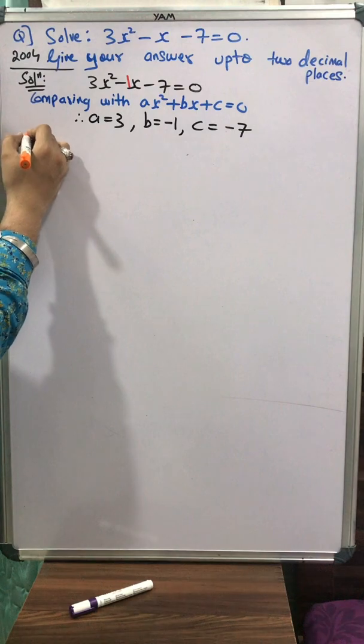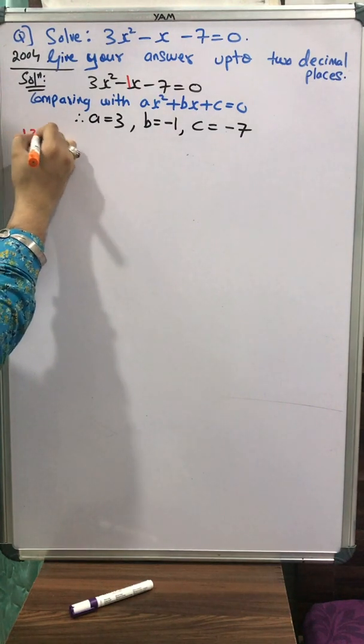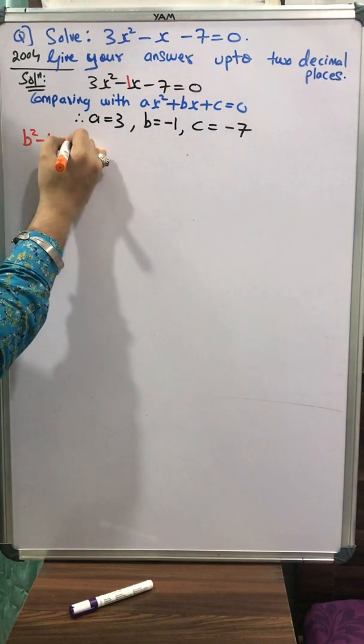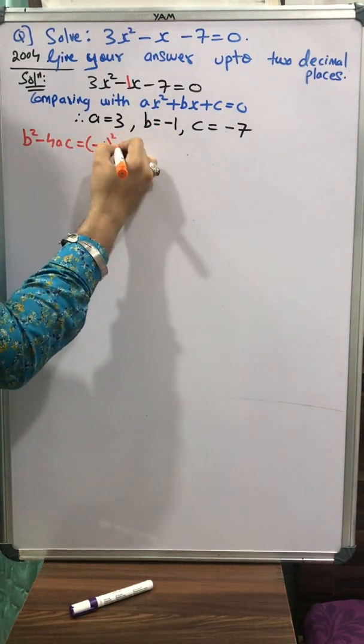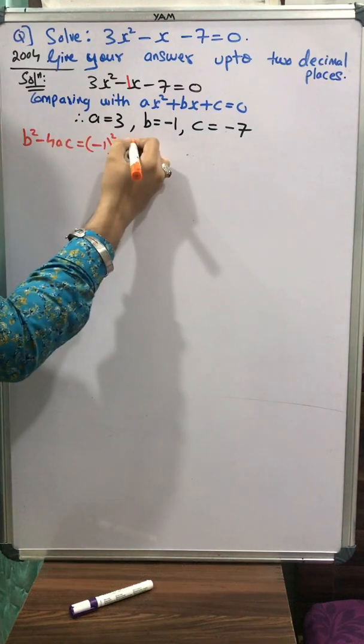Let's start. The first step is just to find the value of b square minus 4ac. b square: b is minus 1, so minus 1 whole square, minus, as it is minus 4, I'll write 4 here.